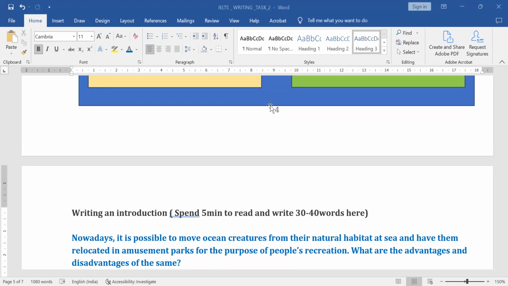Okay. All right. So we are talking of what nowadays, this is recent, not like of the past, this is a current topic. It is possible to move ocean creatures. What did you imagine? Which ocean creatures did you imagine? Dolphins, okay, yes. From the natural habitat at sea, so imagine the water and dolphins floating and swimming, okay, and have them relocated. So you saw them transferred to an amusement park for the purpose of people's recreation, right?